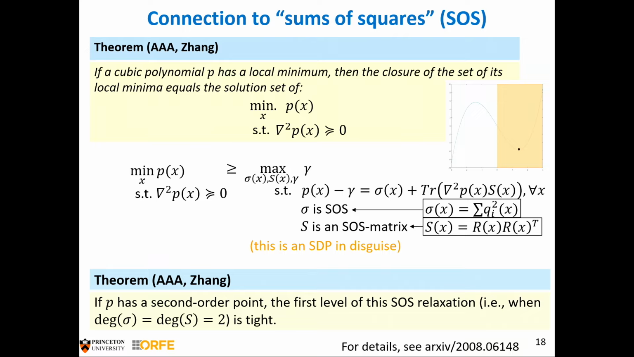In the paper, we also show strong duality at the lowest level, meaning that you don't need to go up the hierarchy. This bound will be tight when the degree of sigma is 2 and the degree of the entries of S is also 2.